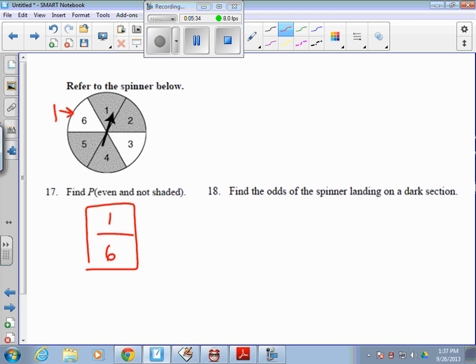It says find the odds, now it's talking about odds, not probability, of it landing on a dark section. There's 4 dark ones. I'm sorry, 4 is the favorable, over there's 2 of them that are not shaded. So it's favorable over unfavorable. That simplifies to 2 over 1, which you read as 2 to 1. 4 to 2 is the same thing as 2 to 1.